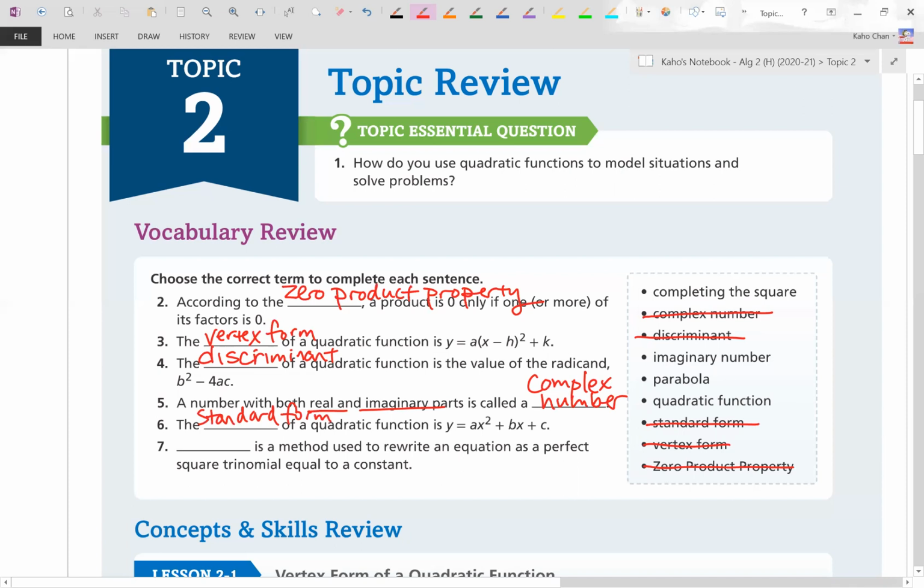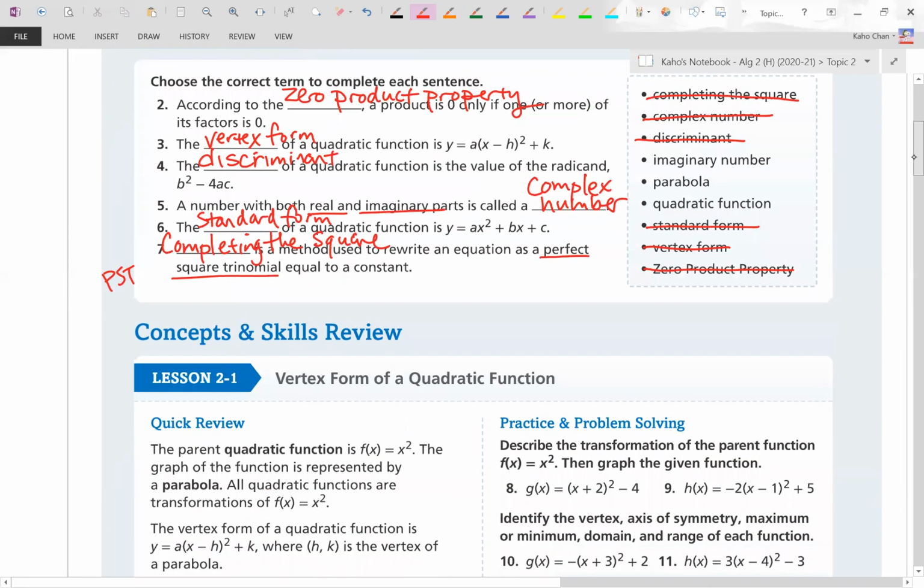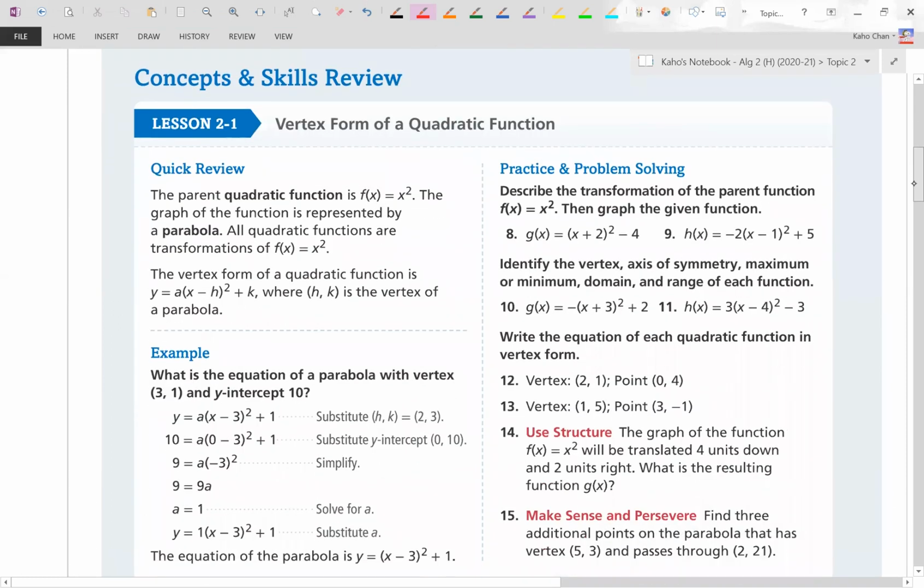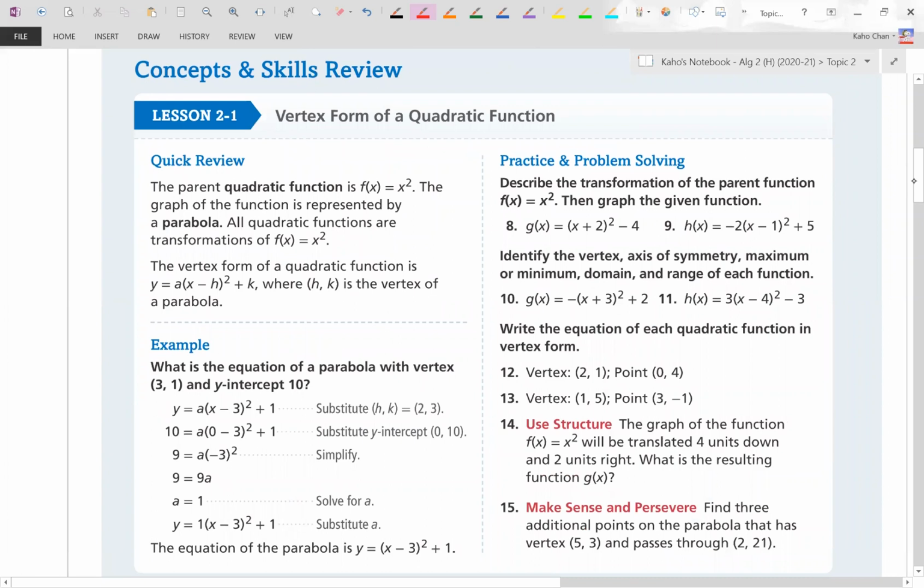And number 6, blank is a method used to rewrite an equation as a perfect square trinomial equal to a constant. PST, perfect square trinomial. That method, of course, is completing the square. All right. That takes care of the vocabulary. Let's move to section 2.1. Vertex form of a quadratic function.